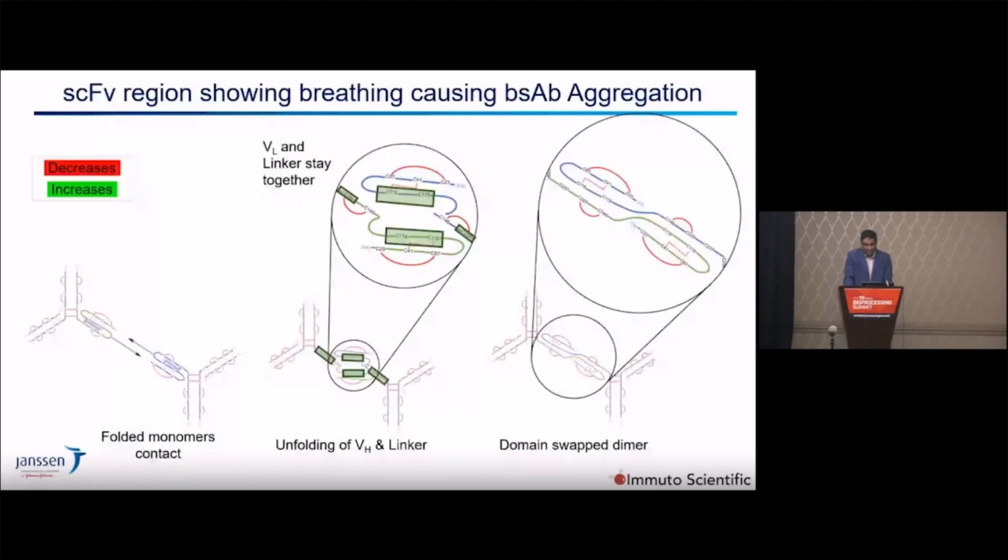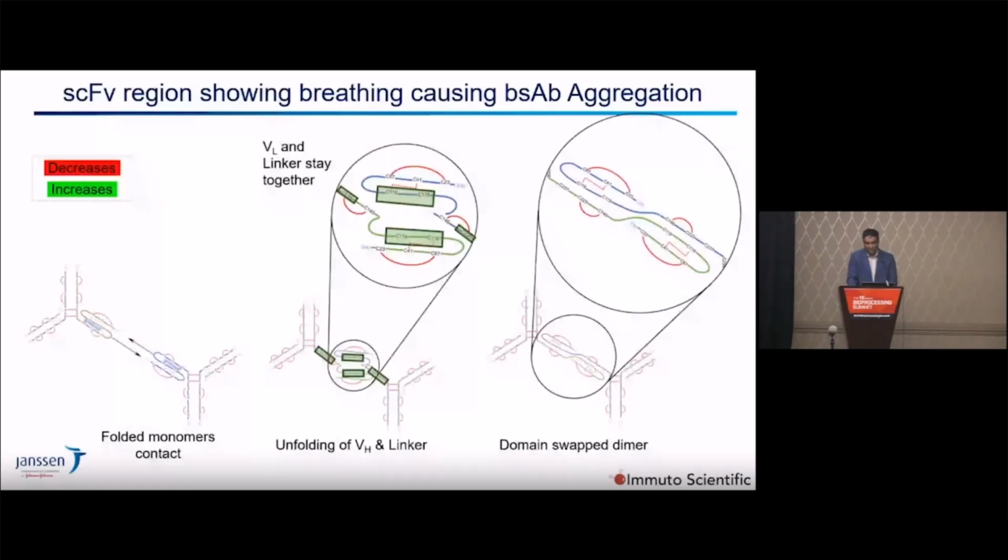So we think that this intermediate stage is where the dimerization is taking place, and complete domain swapping, which has been proposed earlier for these single chain Fv fragments, is not completely happening, at least in this molecule that we've examined.